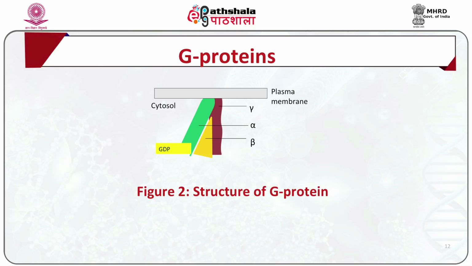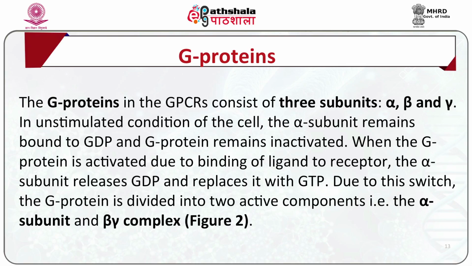How do these GPCRs act? When the hormone binds to the receptor at the extracellular domain, there is a conformational change in the receptor, which activates the cytoplasmic trimeric GTP binding protein or the G protein. This results in functional coupling between receptors and the enzymes or the ion channels associated with the plasma membrane. The G proteins in the GPCRs consist of 3 subunits: alpha, beta and gamma. In the unstimulated condition of the cell, the alpha subunit remains bound to GDP and the G protein remains inactivated.